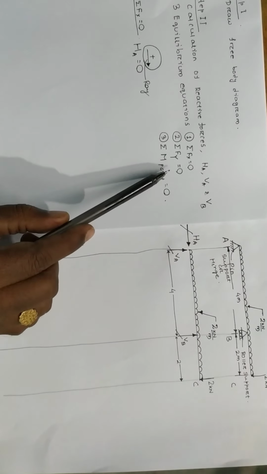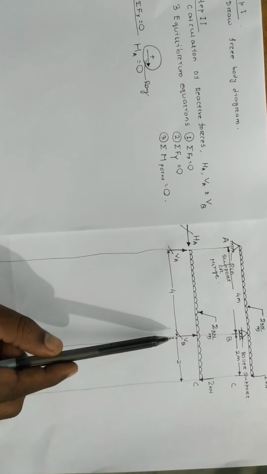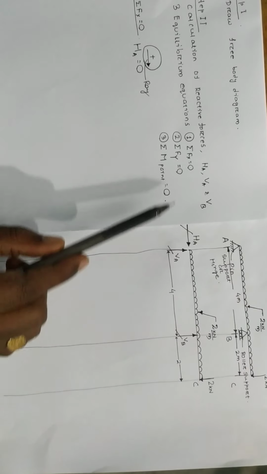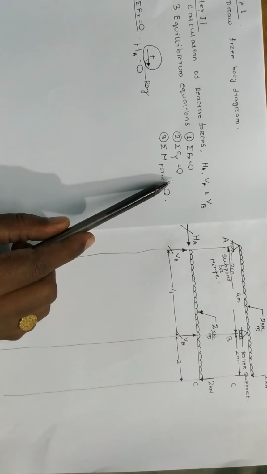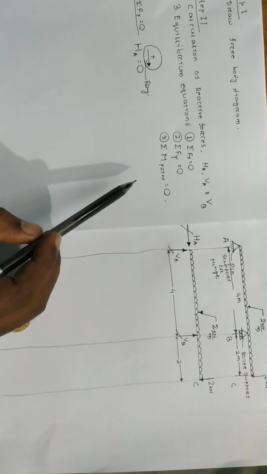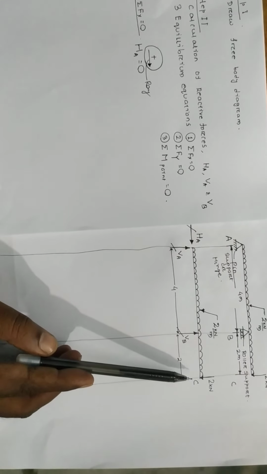Then I have got 2 more unknowns, VA and VB. I cannot use summation of Fy equal to 0 right now, because it is 1 equation and 2 unknowns, so this cannot be solved. So I am proceeding with summation of moment about a point equal to 0. I can take moment about point A, point B, and also point C. So which point will I consider?